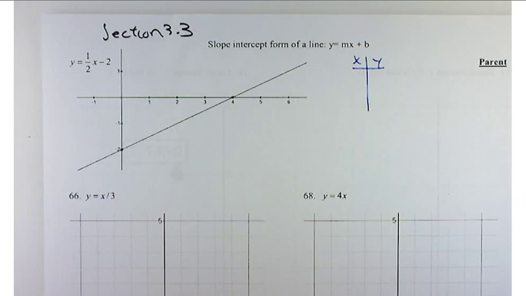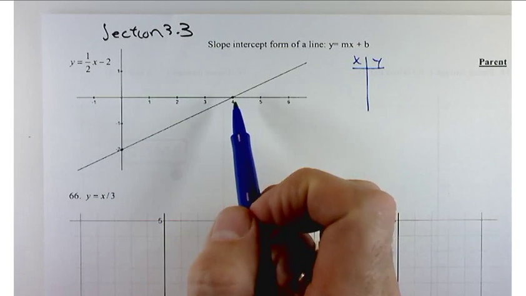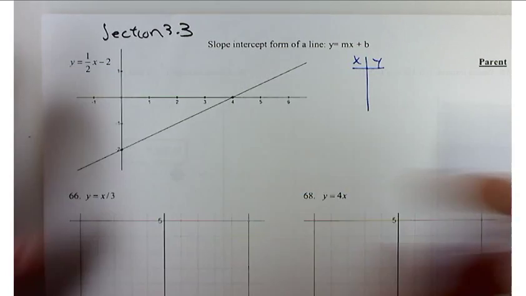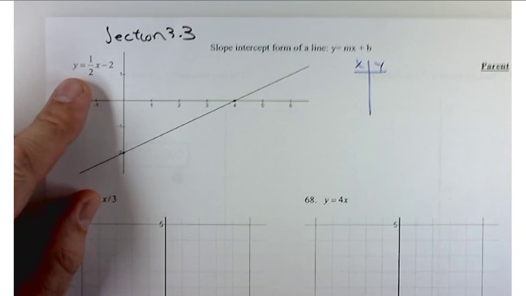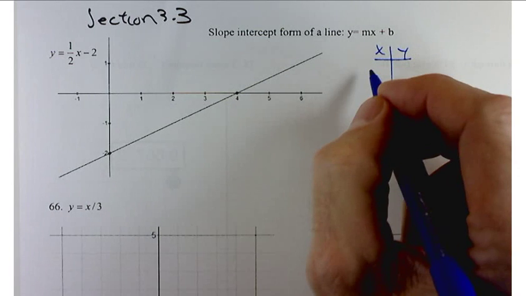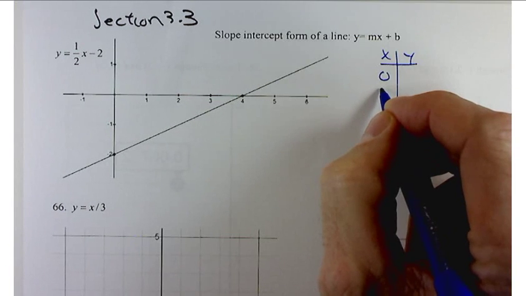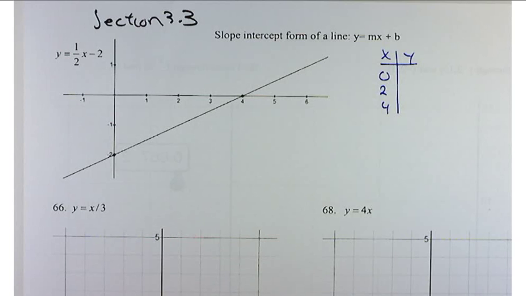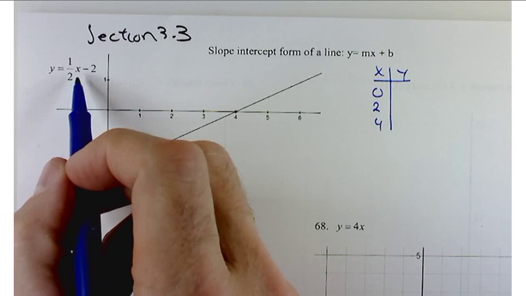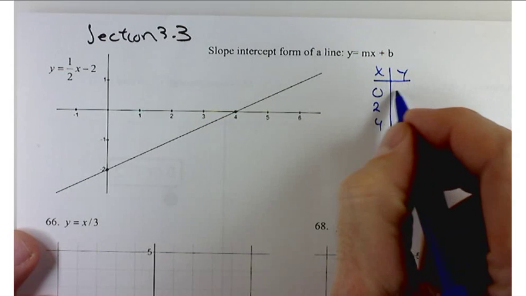On an exam, make sure that you can find the x-intercept, y-intercept, and that third point. But this one's kind of a special one because you've got y solved for already. Y is already by itself. So let me just choose a couple of values for x here, 0, 2, and 4, and plug them in for y. If I plug in x equals 0, what do I get for y? Negative 2, right? 0 times 1/2 is 0, minus 2 is negative 2.